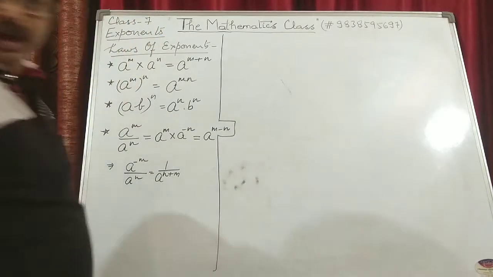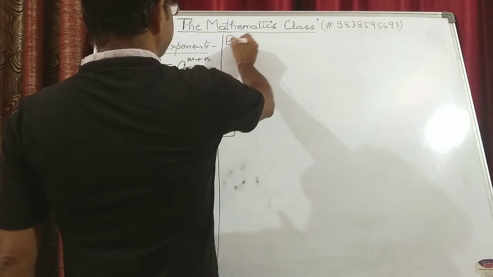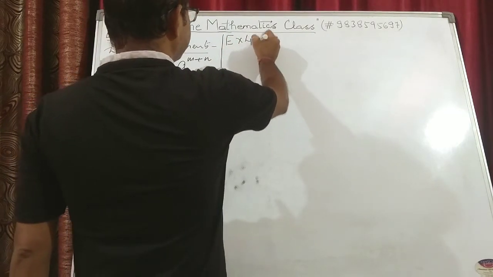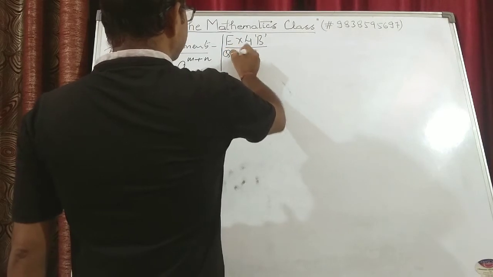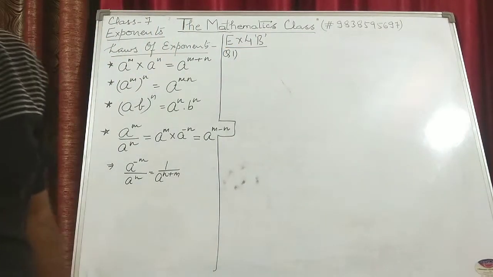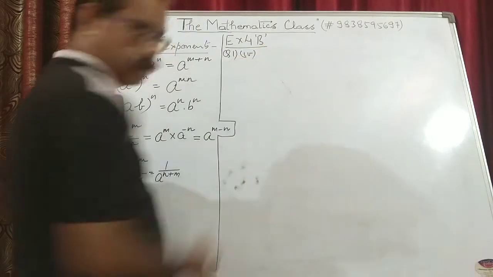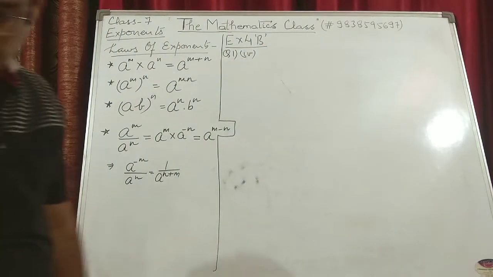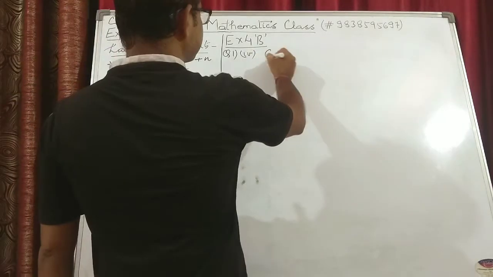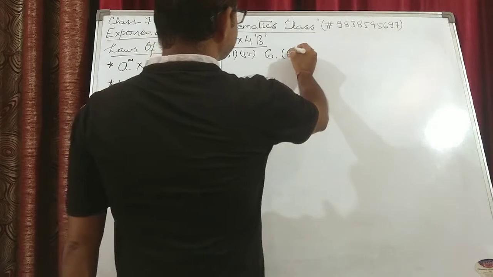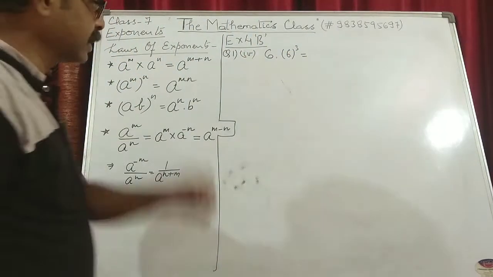Exercise we will take exercise 4b. In your textbooks, we are starting with exercise 4b, and question number 1, I think we will do the fourth part. Fourth part is express the following as an exponent of a single number. Means you have to express 6 into 6 cube in exponential form of a single number.